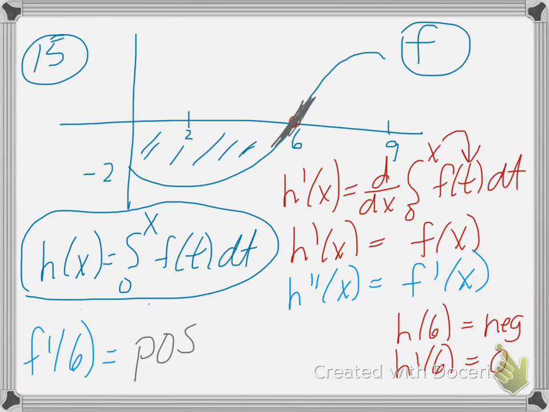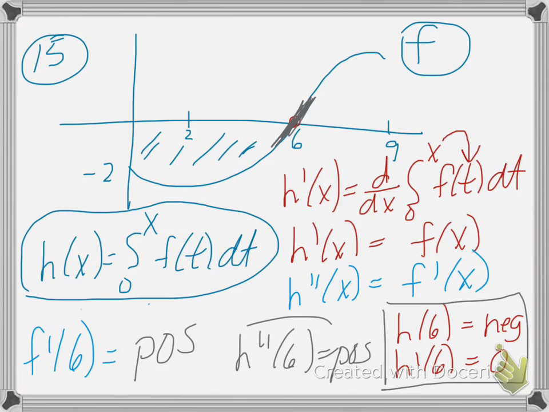But what's important for us to note is that h of 6 was negative, h prime of 6 was 0, and now h double prime of 6 is positive. So the smallest number is h of 6, then it goes to h prime of 6, and then h double prime of 6 would be the next one. So that was choice A.